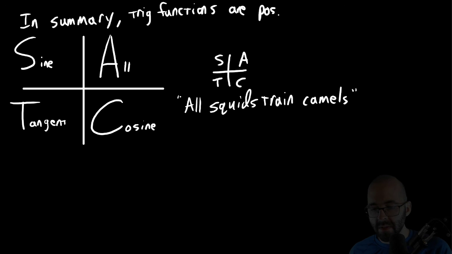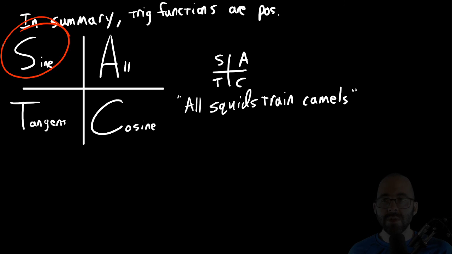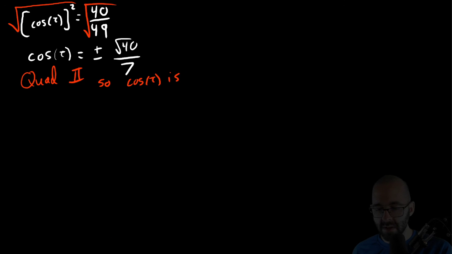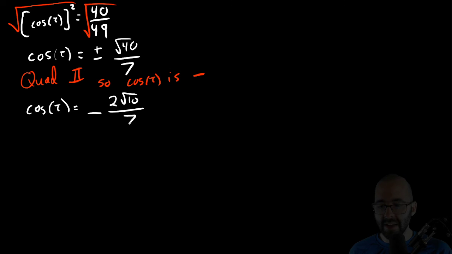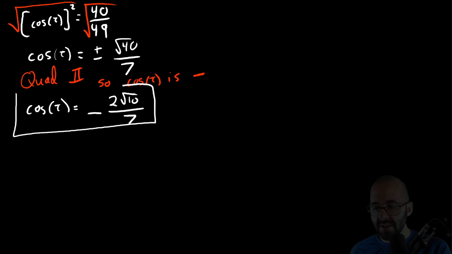Well, let's go back. All Students Take Calculus. In the second quadrant, only sine is positive, so cosine's negative here. Negative. We're going to say that cosine of t equals negative, simplify the square root of 40 again is 2 square root of 10, divided by 7. And that's another way of solving that problem, okay?